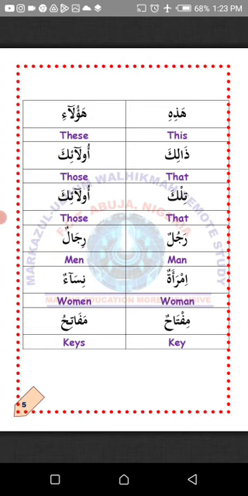أولئك, those. رجل, a man; the plural is رجال, men. امرأة, a woman; نساء, women. So nisa is the plural of imra'a. Miftahun, key. So the plural is mafatih, keys. لعلك فهمت. I hope you understand.